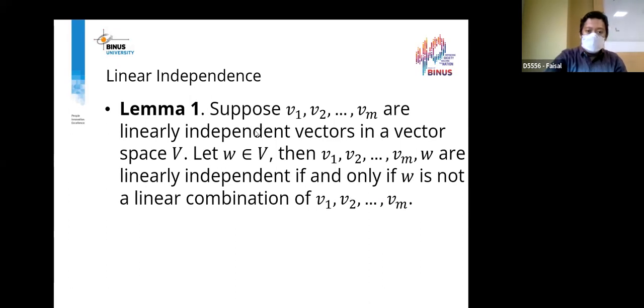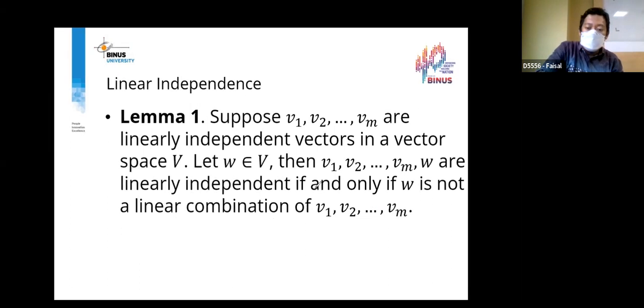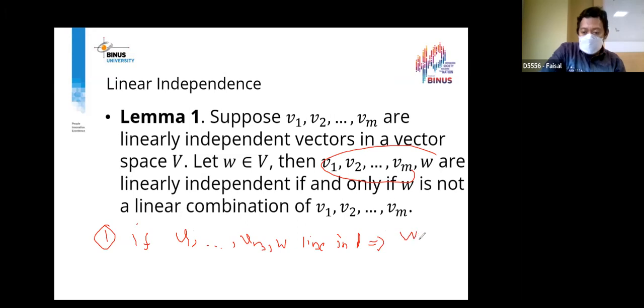Because this is a lemma, we can prove this statement. We must prove the if and only if conditions. How do we prove the conditional statement? We must prove first: if these vectors P1 until Pm and W are linearly independent, then W is not a linear combination.